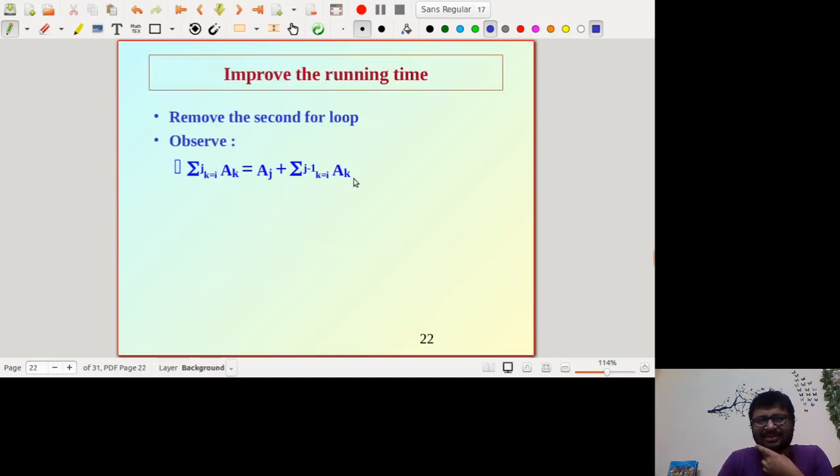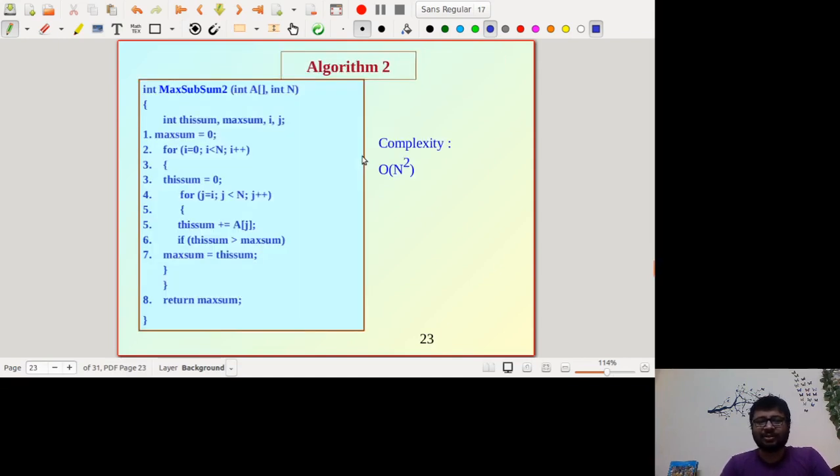Here, this is a very basic observation. The sum over k equal to I to j of ak is aj plus the sum over k equal to I to j minus 1 of ak. I'm just writing the last term of the sum separately and adding over the remaining terms in this summation. So using this observation, we can greatly improve the complexity of the program that we wrote before. So let's go over it.